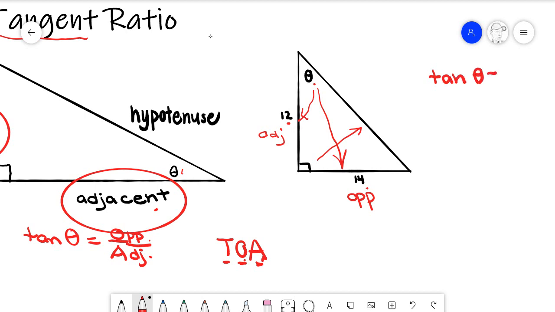So let's put our formula down here. Tan theta equals opposite over adjacent. And now what we're going to do, tan theta, and we're going to substitute in those sides. So what's your opposite side? Well, it's 14. And then your adjacent side is 12. So now that we substituted it in, let's simplify.